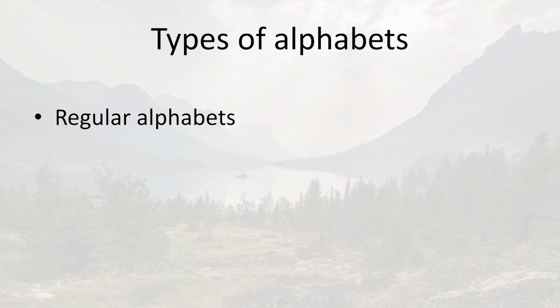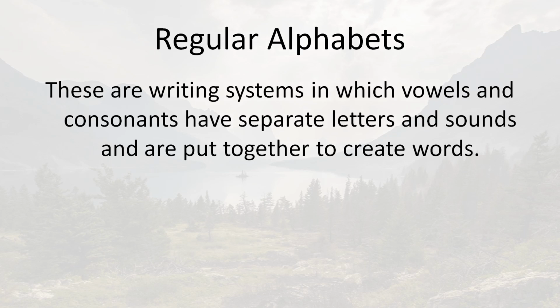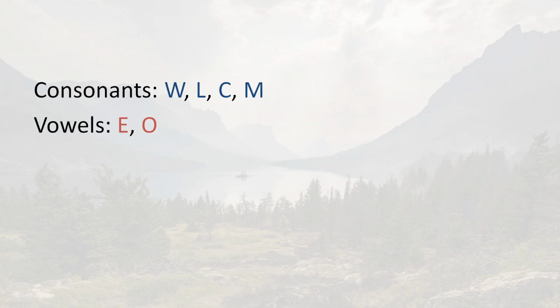So there are two main categories for alphabets: regular alphabets and consonant alphabets. Regular alphabets. These are writing systems in which vowels and consonants have separate letters and sounds and are put together to create words. So we have consonants and vowels, and we put them together to make words.